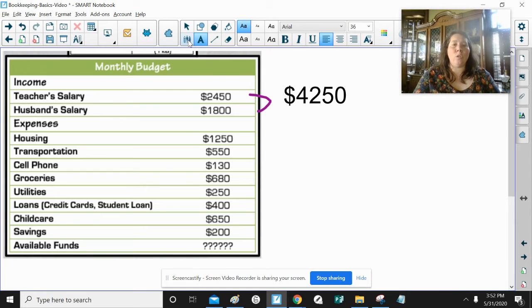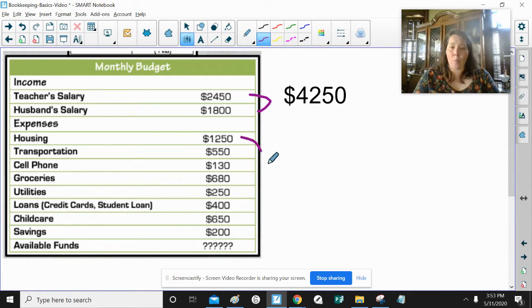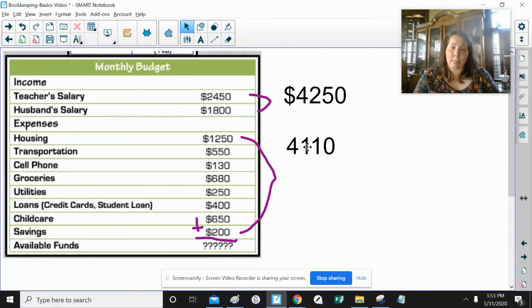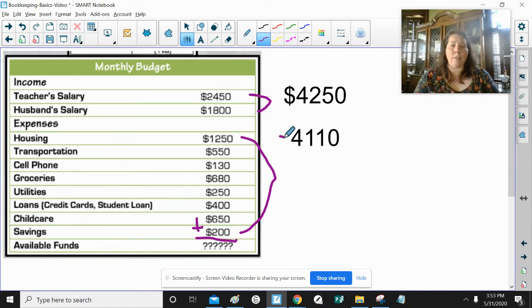Okay, so we're going to do the same thing, and we're going to add up all of their expenses. When you add up their expenses, you're going to end up with $4,110. So step 3 is subtract these 2 amounts. And when I subtract these 2 amounts, my difference is $140. So the available funds for Chloe and her husband are $140.